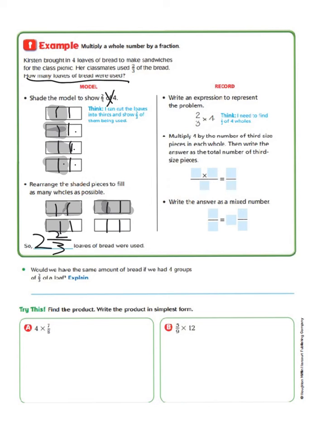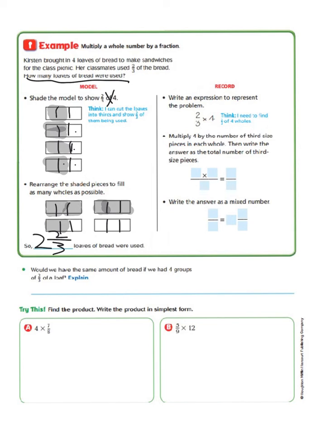So let's go on over to this other side and let's write out our expression. So write an expression to represent the problem. And as you can see, 2/3 times 4. There were 4 different loaves, 2/3 from each loaf were used. So you're going to multiply 4 by the number of third size pieces in each whole. Then write the answer as the total number of third size pieces.